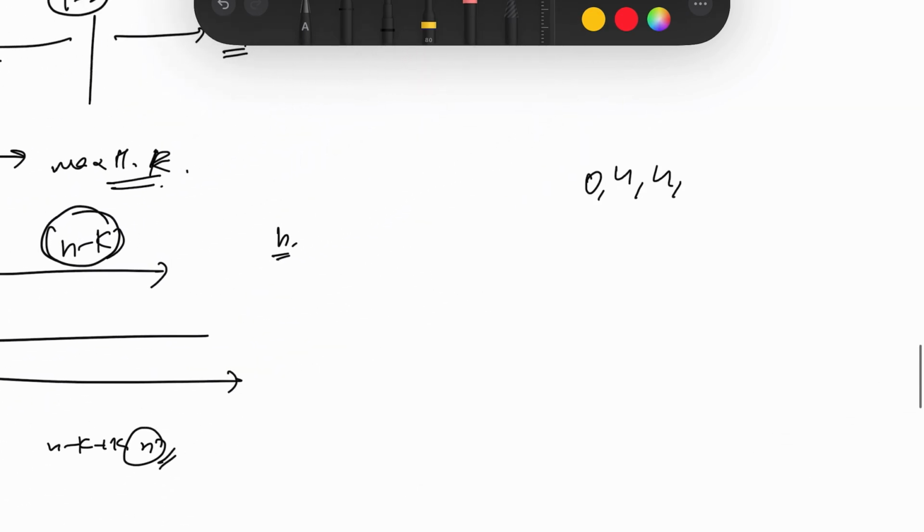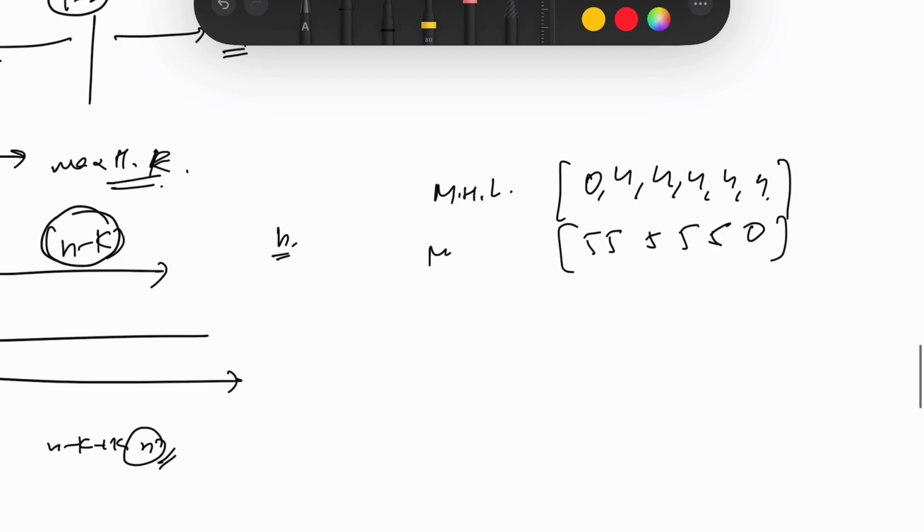0, like this. 5, 5, 5, 5, 5. Maximum height on the left side, maximum height on the right side. So for every index, we know in advance what is the maximum tower on the left side and what is the maximum height tower on the right side. So we can easily calculate our result in O(1) time at every index.